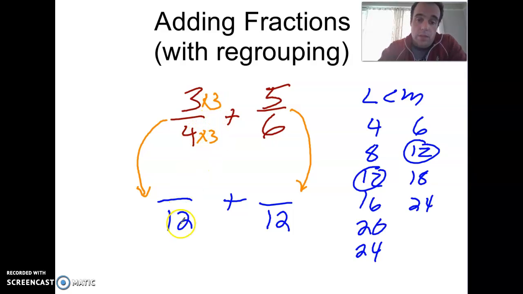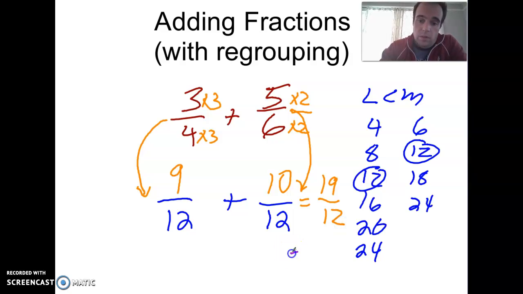So 4 times 3 is 12. That checks out. 3 times 3 is 9. 6 becomes 12 by multiplying by 2. So we multiply our second fraction by 2 over 2. That becomes 10 twelfths instead. When we add these, we get 19 twelfths.